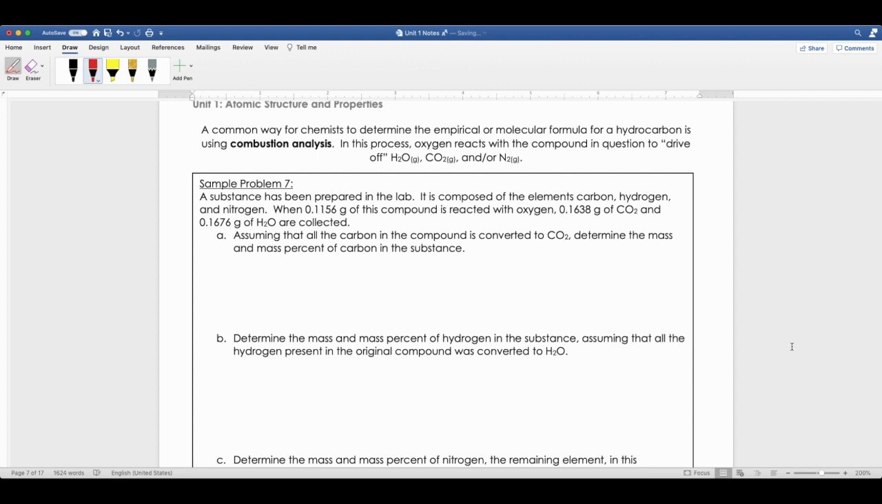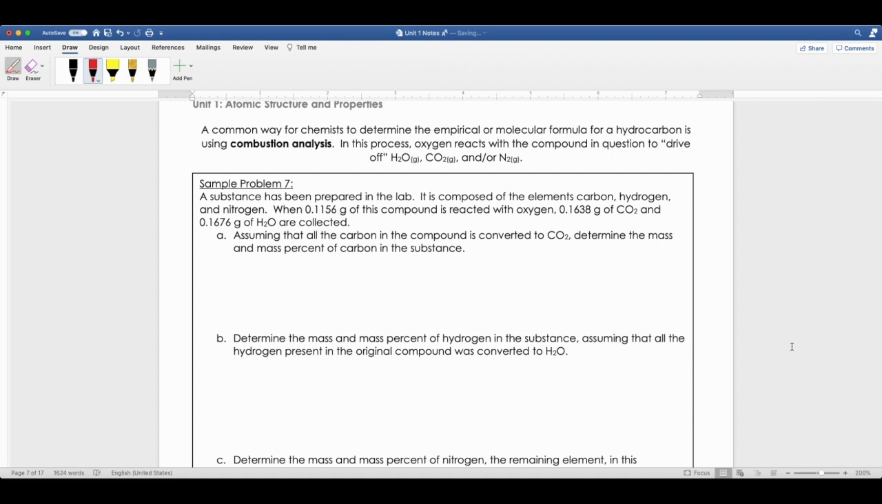And hydrocarbons, of course, contain carbon, hydrogen, sometimes oxygen, sometimes nitrogen. And they can do that by reacting that compound with oxygen and looking at how much product they formed, which of course the products of that reaction are carbon dioxide and water. And they could figure out what's the formula by crunching a lot of numbers together. And that's what we're going to do here.